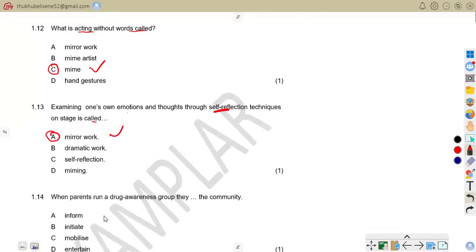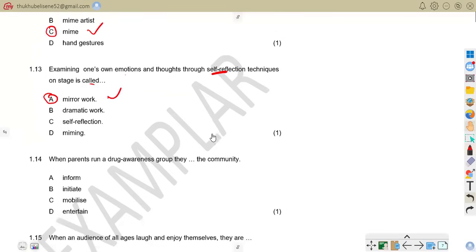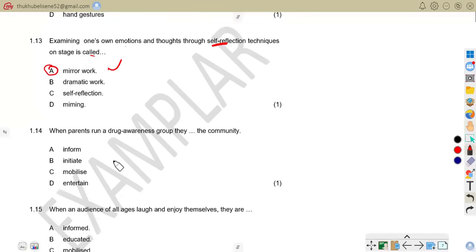1.14. When parents run a drug awareness group, they dash the community. That is 1.14. And the correct answer there is A, inform. When parents run a drug awareness group, they inform the community.